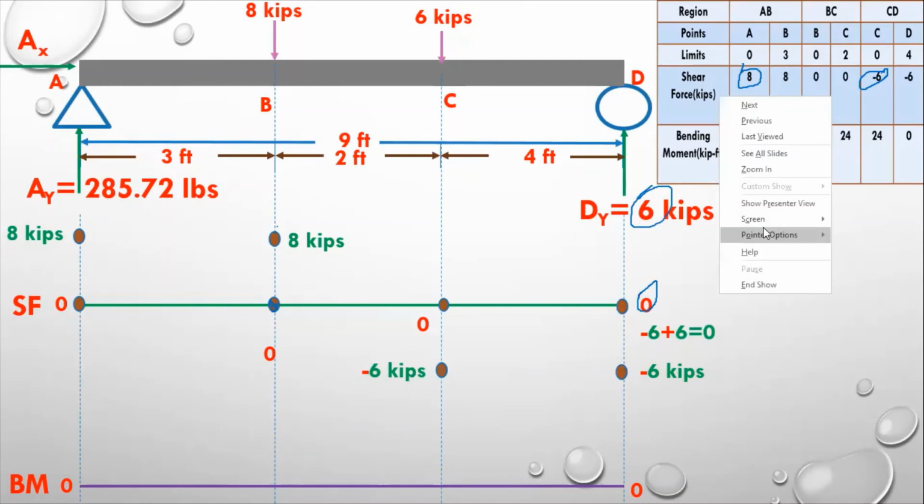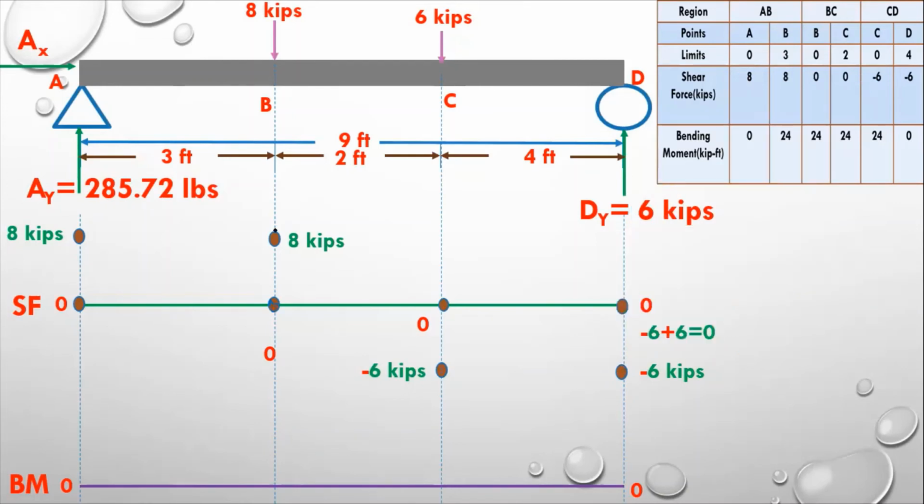So let me rub the screen, whatever I have done over here. Now I'm going to draw the lines. So the line will be drawn like this. You can see here it is going from 0 to 8 kips, then a straight line, then downward, then straight on the 0 line because the shear force is 0 between B to C. Then it will go downward, then straight, and then up. So this is the way to construct the shear force diagram. You can see here the shear force value is 0 from point B to C.